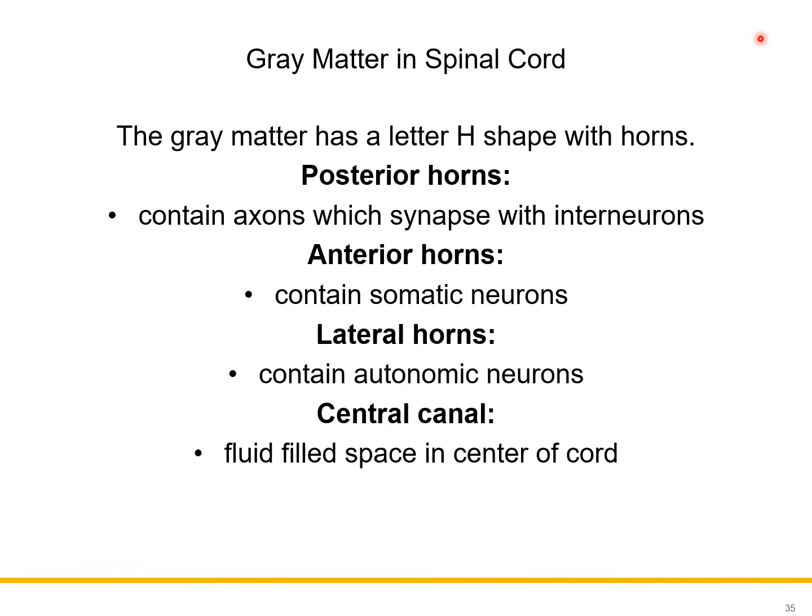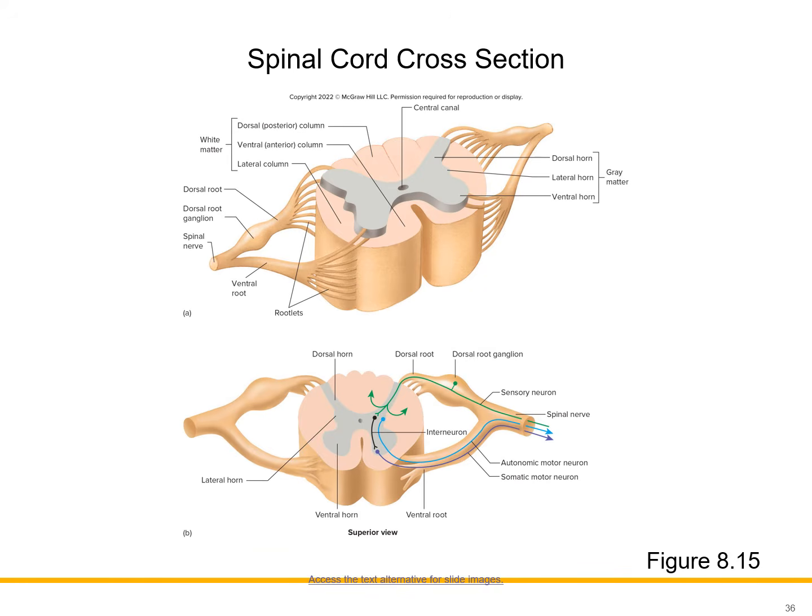Based po sa letter H na shape ng gray matter, different areas also houses neurons that serve different functions in the nervous system. The posterior horns contains axons that communicate with interneurons. Anterior horns have somatic neurons, lateral horns have autonomic neurons, and in the middle is a central canal filled with fluid. So mamaya po, we'll further discuss what we mean by somatic, autonomic, as well as the purpose of the fluid in the middle. This slide shows us where each of the horns are located and what types of neurons can be found in each horn.